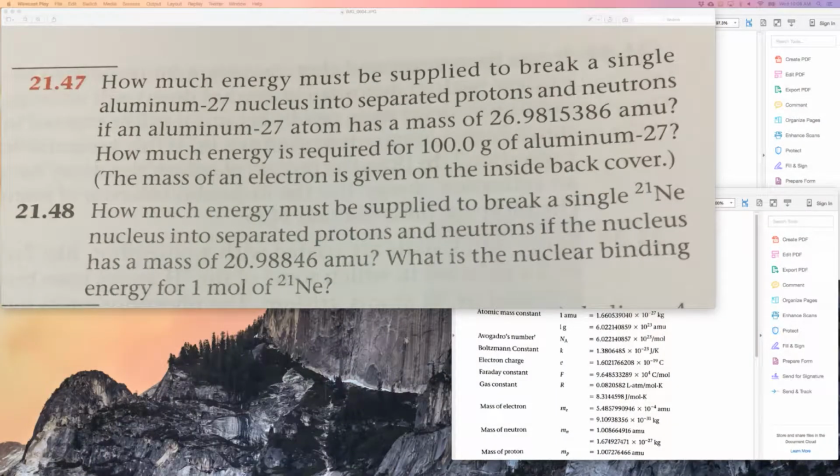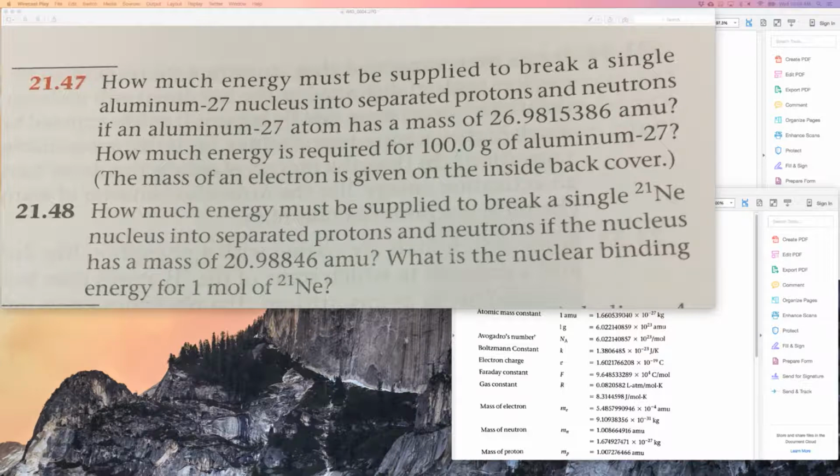This time we wanted to focus on a binding energy problem utilizing the mass of a particular nuclide. And we'll go back to the text. We're looking at question 21.47, which asks us how much energy must be supplied to break a single aluminum-27 nucleus. Very important, distinguished meant here, single nucleus, into separated protons and neutrons if the atom has a mass of 26.981536 AMU, and how much energy is required for 100 grams.